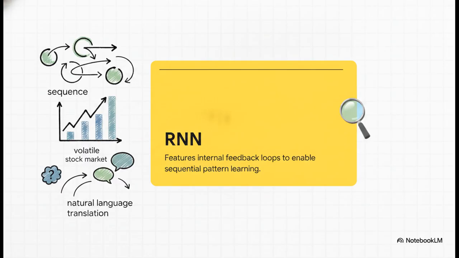Now, RNNs don't care at all about the spatial layout of pixels. They are totally obsessed with sequence and time. Their architecture features internal feedback loops, which essentially form a rudimentary memory. This allows them to remember early inputs while they're processing later ones, making them absolutely perfect for predicting volatile stock markets, and for natural language translation, where the context of a single word completely depends on the words that came before it.